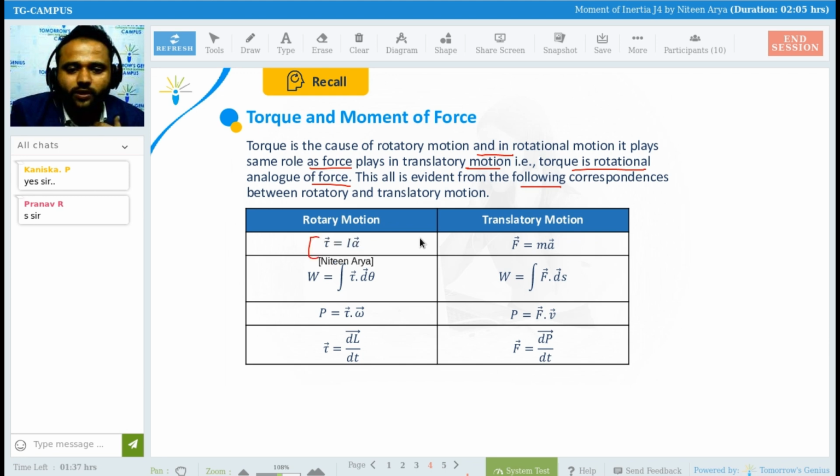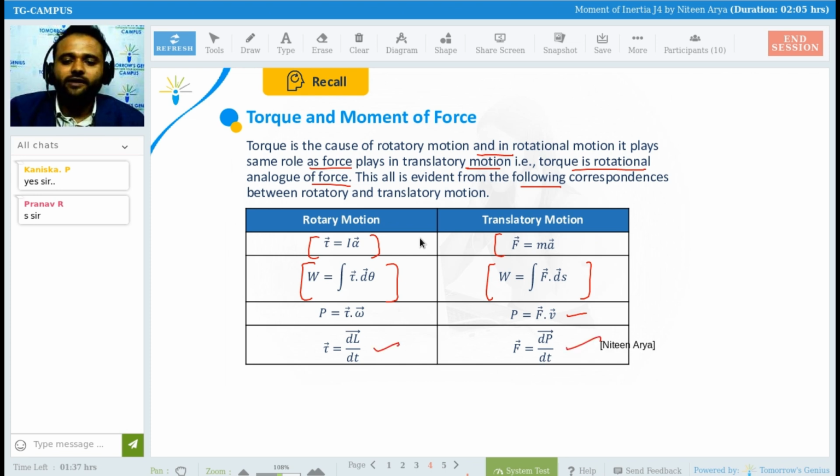As you can see, torque tau equals I alpha, force F equals mass into acceleration, work done equals torque into d theta, and then work done equals force into displacement. Power equals torque tau dot angular velocity, force into linear velocity. Torque tau equals dL by dt, angular momentum L, and that is dp by dt, linear momentum. Clear everyone?